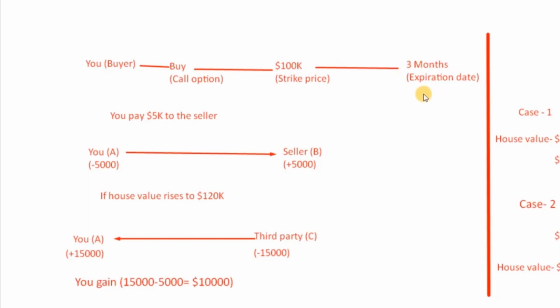For example, you have the right to purchase the house before the expiration date, that is the 3 months in this case. But you are not obligated to buy it, whereas the seller is obligated to sell the house even if the house price increases. If the buyer doesn't exercise the option, the seller simply retains the premium and the obligation expires with the option on the expiration date. Same concept applies to put option.